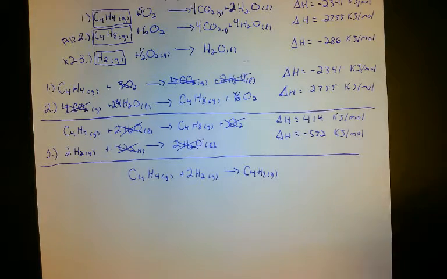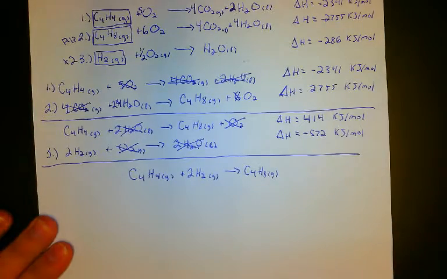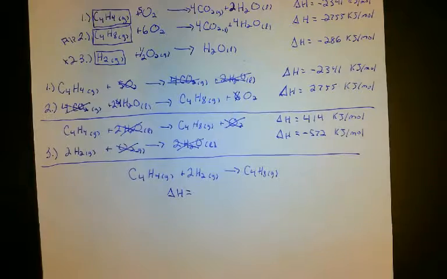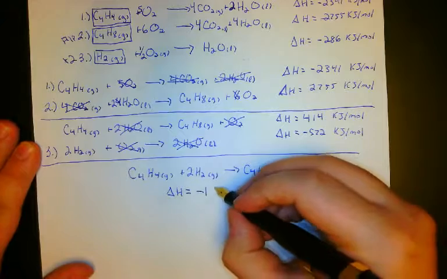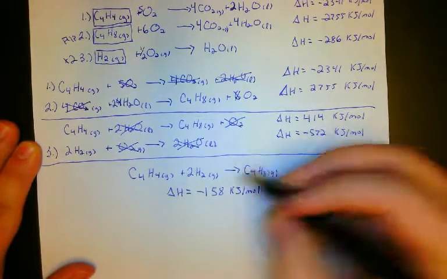So to get my final answer, which is what it wants, we have the right equation, so we know we're going to get the right answer. Our change in enthalpy is just adding up these last two parts. So 414 plus a negative 572 gives me a difference of negative 158 kilojoules per mole released.